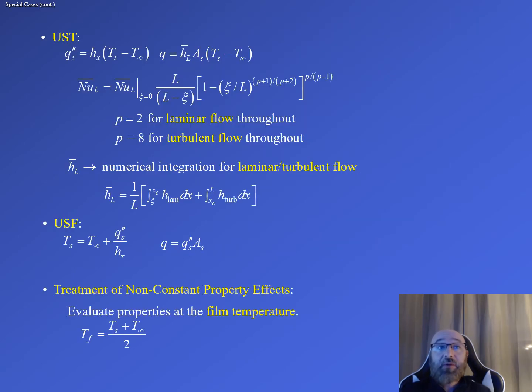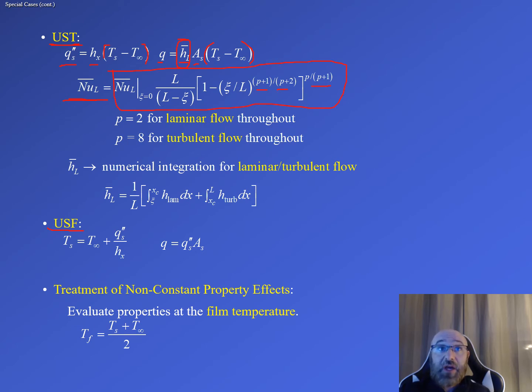So now let's dig in a little bit more detail to our UST, our uniform surface temperature, and then we'll do the same for our uniform surface flux, our USF. So for our UST, we have the relationship that our surface heat flux, our Qs double prime, is equal to our hx times our temperature difference of Ts minus T infinity, and our q is equal to our hL bar, which we'll talk about in a minute, we already have a relationship for this, times As times our temperature difference of Ts minus T infinity, and our average Nusselt number is equal to this following relationship here, where we have values for p in our exponent here.